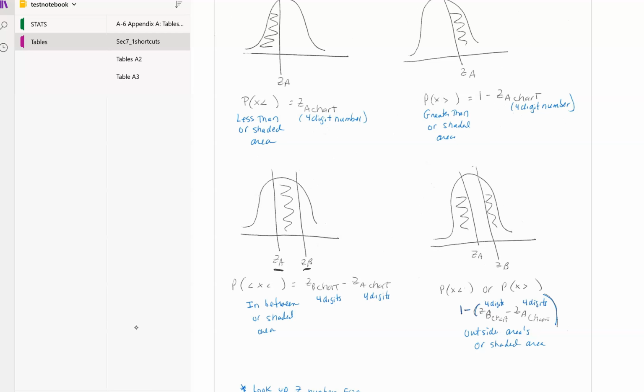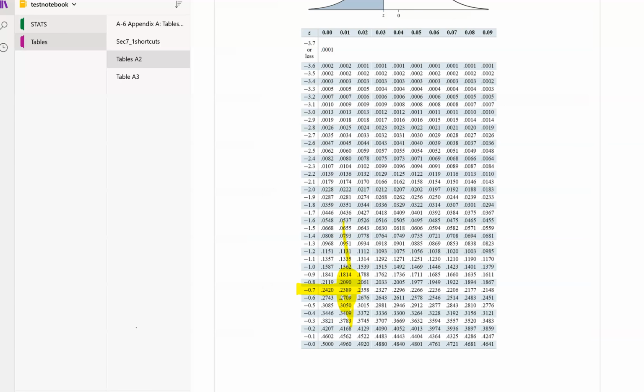All right, now I have the outer edges, and I look up my shortcuts. Here's the outer edges right here. So it's going to be, look up the two of them just like I did on this one. I still need to subtract them, but then I also have to subtract it from 1. So it's the same steps I just did on the other one.